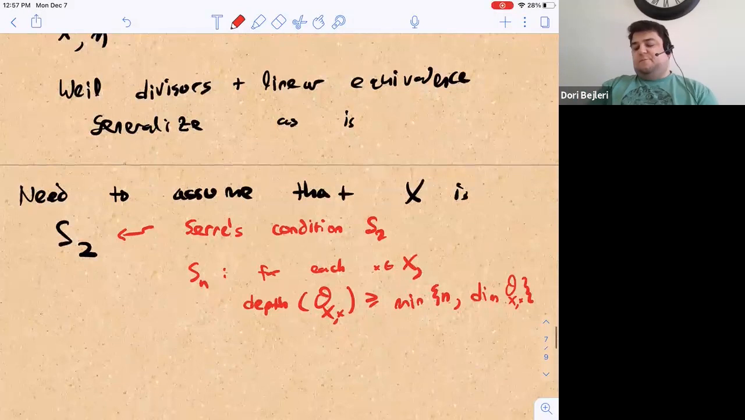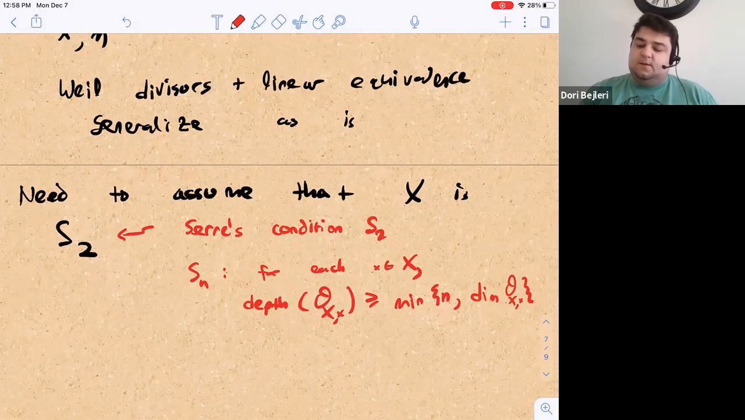So if you're familiar with things like depth and things like Cohen-Macaulay, then this is saying that Cohen-Macaulay means the depth is equal to the dimension for all points. And here it's saying that you have this locus where it's Cohen-Macaulay, and then in higher codimension, you're bounding the depth. It can't get too small.